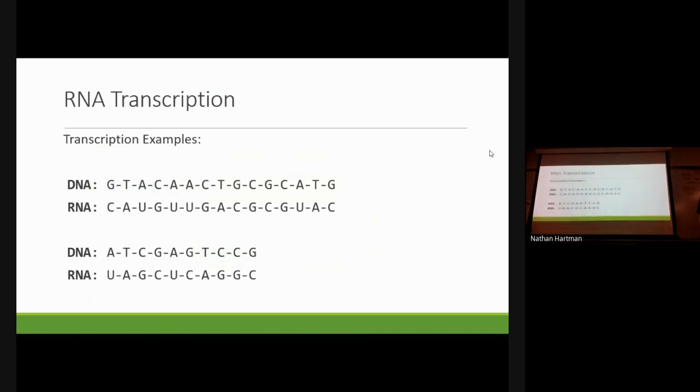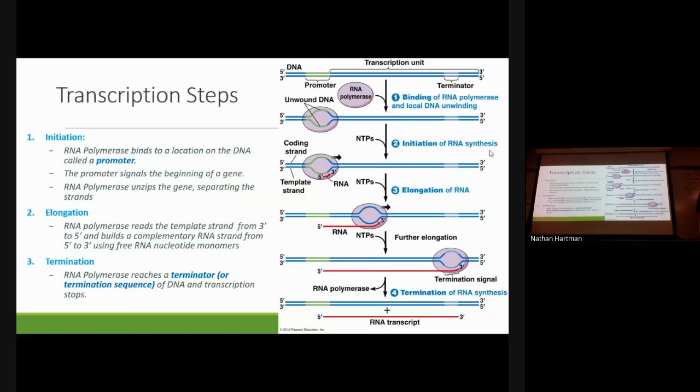All right. Any questions about that? Base pairing rules. Don't forget, don't use T's, use U's. All right. Quick rundown of the different steps of transcription.